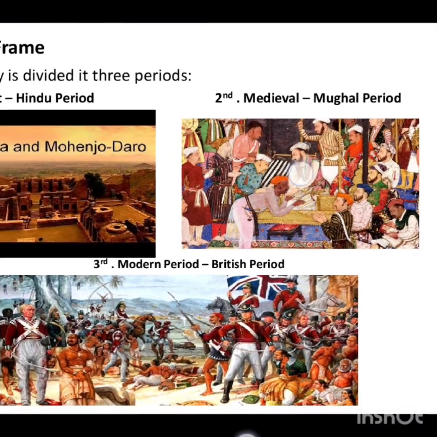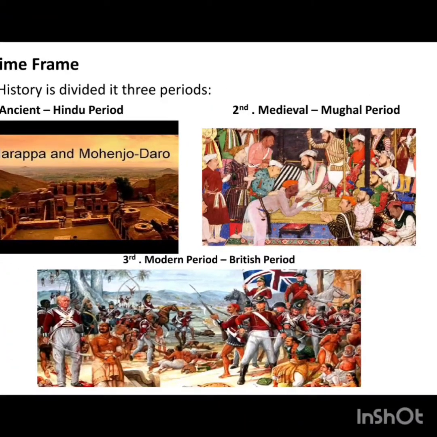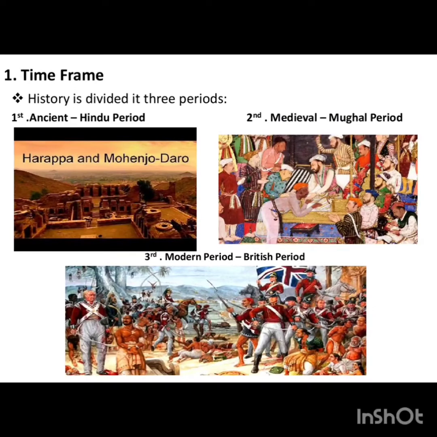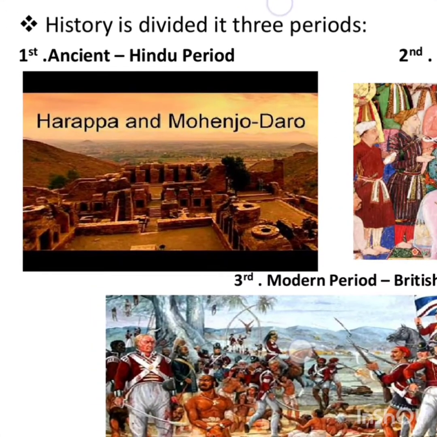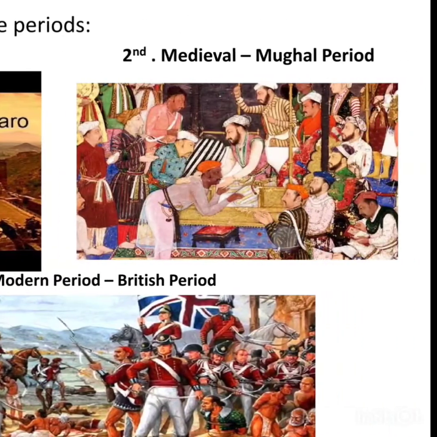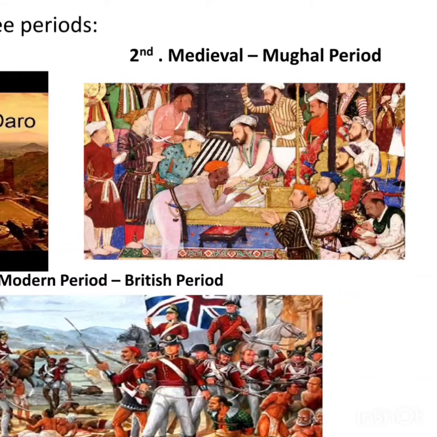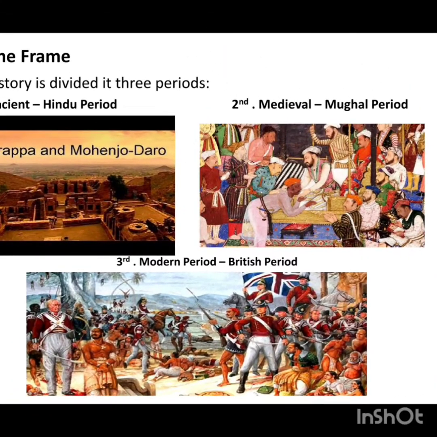Third period talks about British period, that is their arrival, their annexation and their conquering towards the different parts of our country. We are already familiar with these topics. How come? Ancient period, that is Harappa and Mohenjo-daro, we have already discussed in our 6th standard history textbook. Second, medieval, that is Mughal period, we have already discussed in our 7th standard history textbook. Now, the modern period, the Britishers' period, that we will be discussing in our 8th standard history textbook.